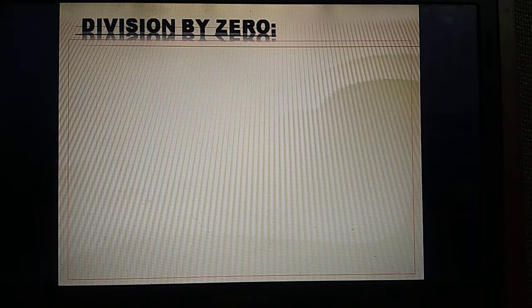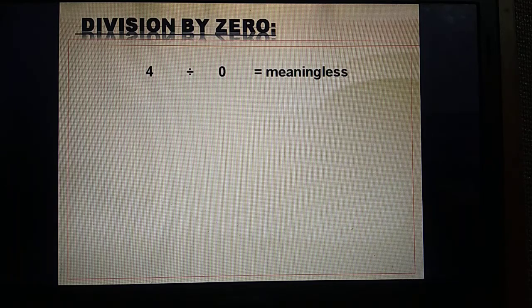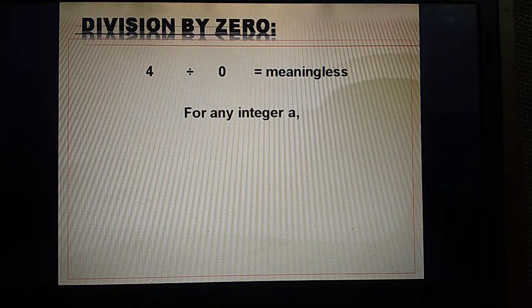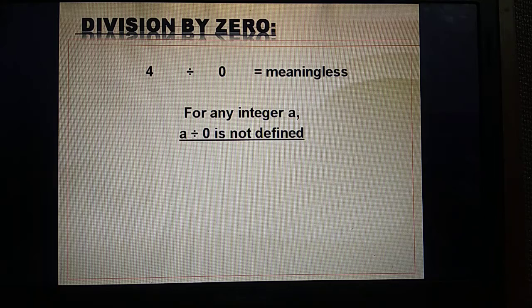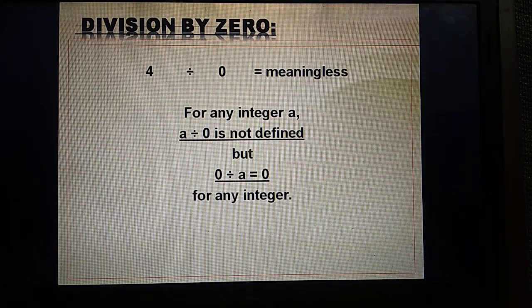Next, division by 0. Now, whenever you are asked to divide any integer by 0, its answer will be meaningless because we cannot divide any integer by 0. So, final conclusion is for any integer a, a divided by 0 is not defined, whereas 0 divided by a will give you answer as 0 for any integer.